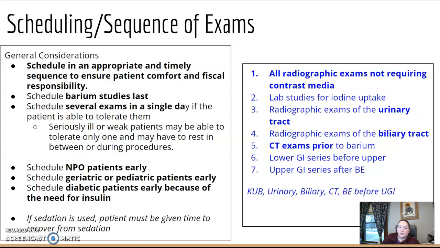The barium study should go last. Ideally, if the patient can handle it, you'll do several exams in the same day, but if they're ill or weak, you won't be able to do that.